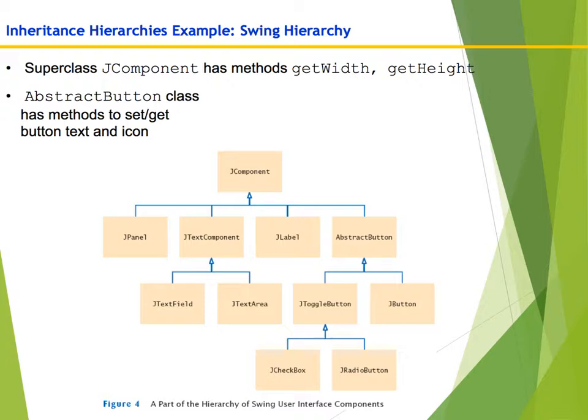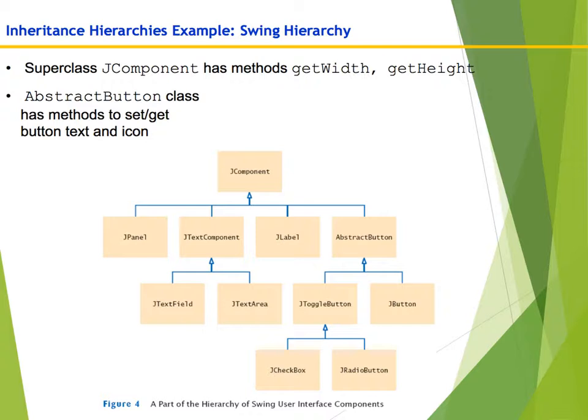We can have a hierarchy of inherited classes. For example, consider JComponent in Java. This class has methods getWidth and getHeight, but it has a lot of subclasses: JPanel, JTextComponent, JLabel, and AbstractButton. And even subclasses like AbstractButton have their own subclasses. So, for example, the AbstractButton class, which has methods to get and set button text and icon, has two subclasses: JToggleButton and JButton. These are two specific kinds of abstract buttons.